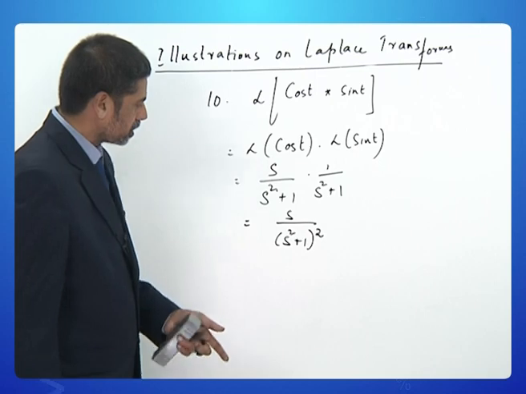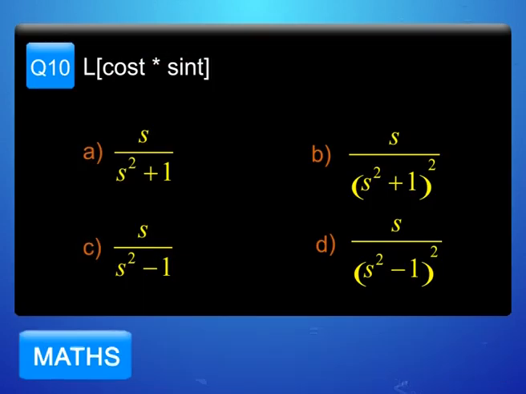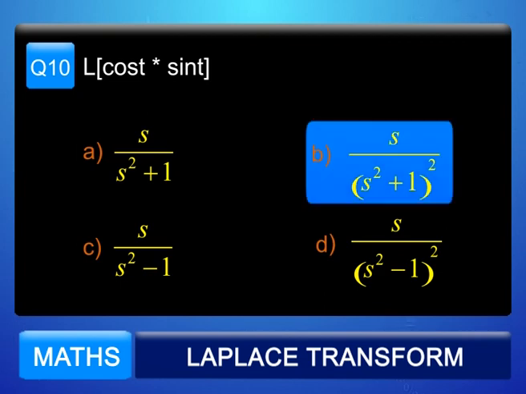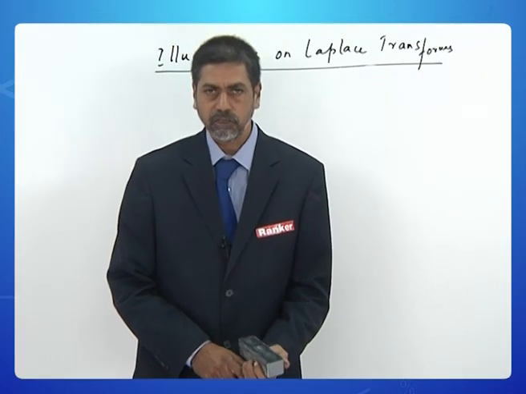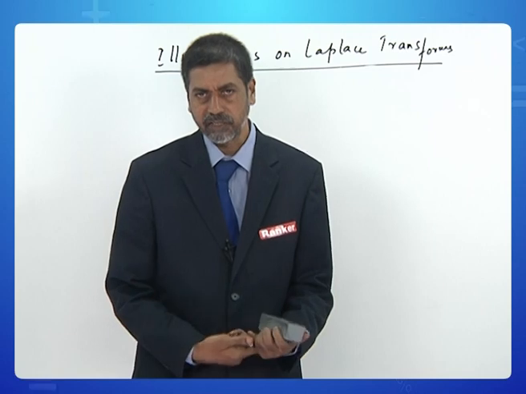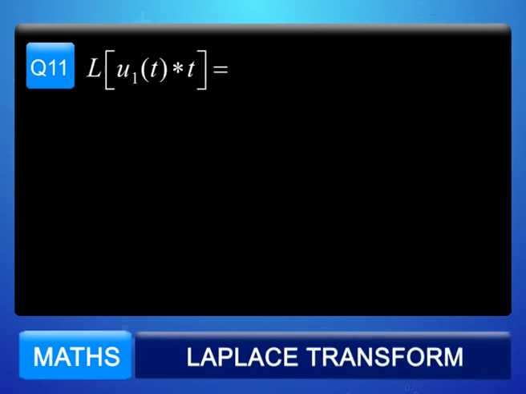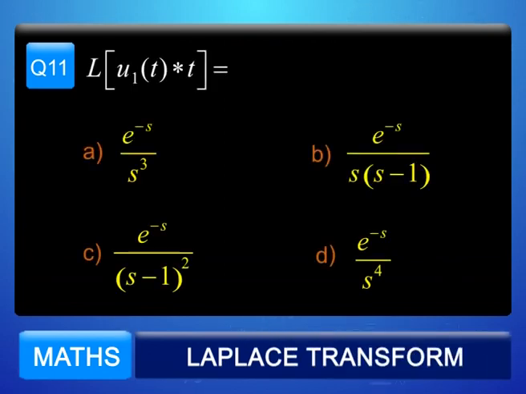So it's all pretty simple, no integrations involved, and the correct option is B. In the 11th question, we have selected the unit step function. The problem is Laplace transform of u1 of t star t.